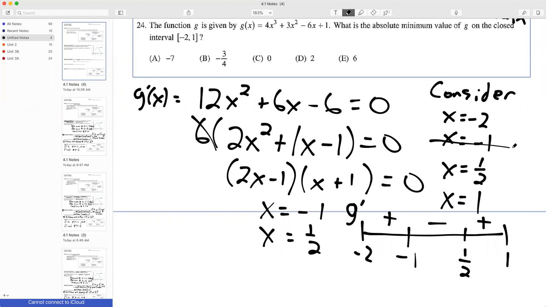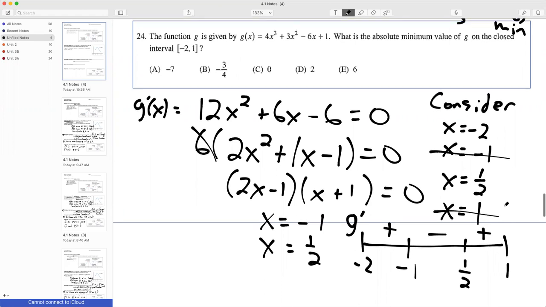Why? That is a good question. Why can I eliminate -1? What did the question ask for? The absolute minimum. And I know that there is no minimum at -1 because of my sign chart. It is increasing on the left side. It goes up and then it goes down. So there has to be at least a local max at -1. I can also eliminate that one because it is increasing and then it stops at the end point. Therefore, there also has to be at least a local maximum at 1. So my only 2 possibilities now are -2 and 1/2.